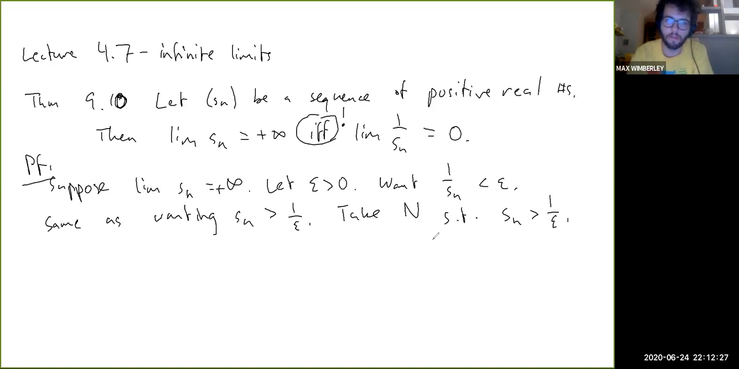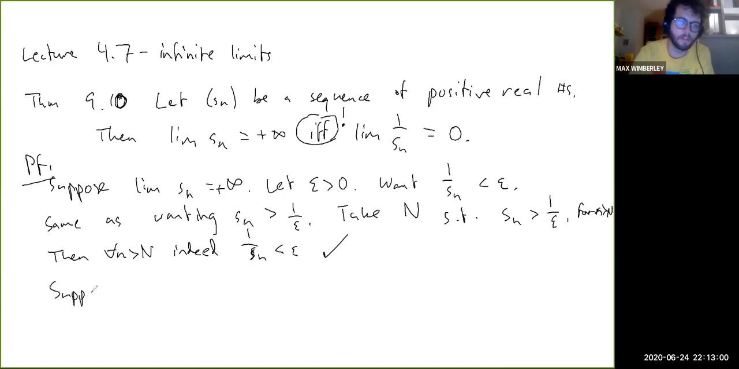Then for all n greater than N, indeed, 1 over Sn is less than epsilon. And by the way, since all the Sn are positive, all the absolute values just go away in this entire proof. So we've done that part.